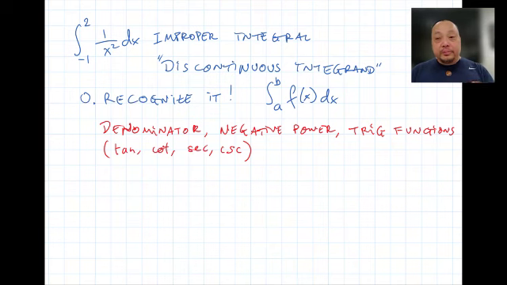Tangent is sine divided by cosine, so there's a denominator there. Cotangent is cosine divided by sine. Secant is 1 over cosine. Cosecant is 1 over sine. All of them have some sort of denominator that at first sight you may not see. And finally, there's another function that could be discontinuous, not because it has a denominator, but because it has a vertical asymptote, and that is a logarithm function.